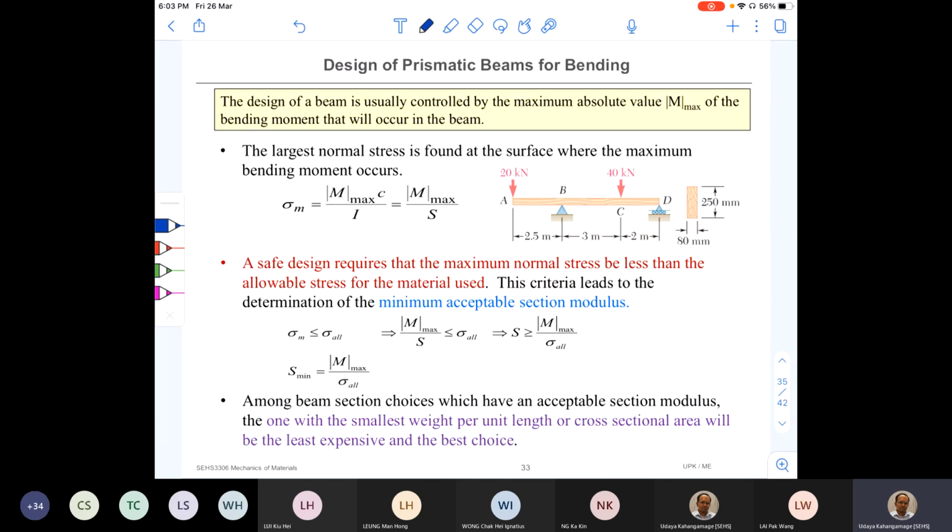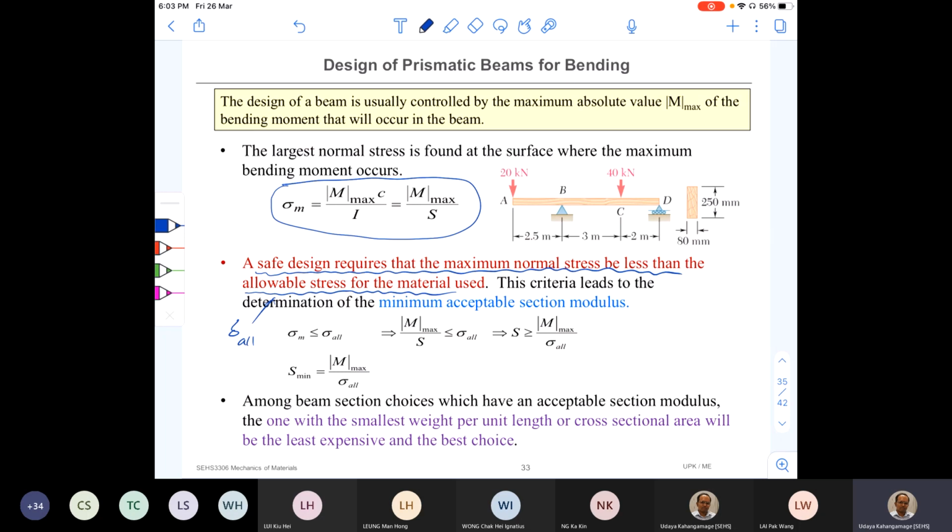For that, we have just derived an equation for the maximum bending stress, sigma m. It should be at the location where the maximum bending moment is, and it is M max over S. Right? This value sigma m should be less than or equal to the allowable material property. For a safe design, it requires the maximum stress is less than the allowable stress of the material used. So that means sigma allowable of the material, whatever the material.